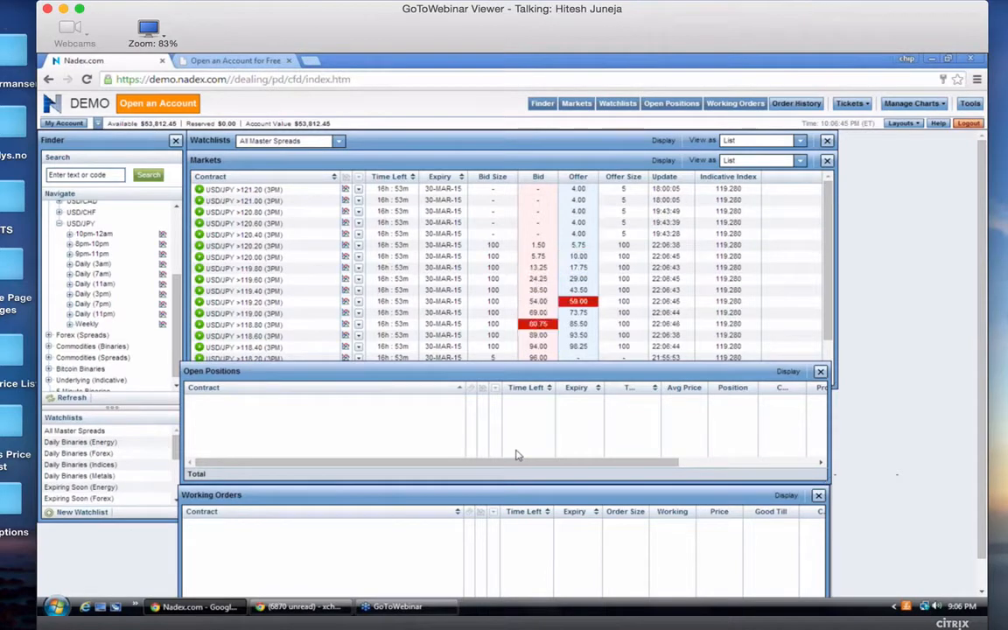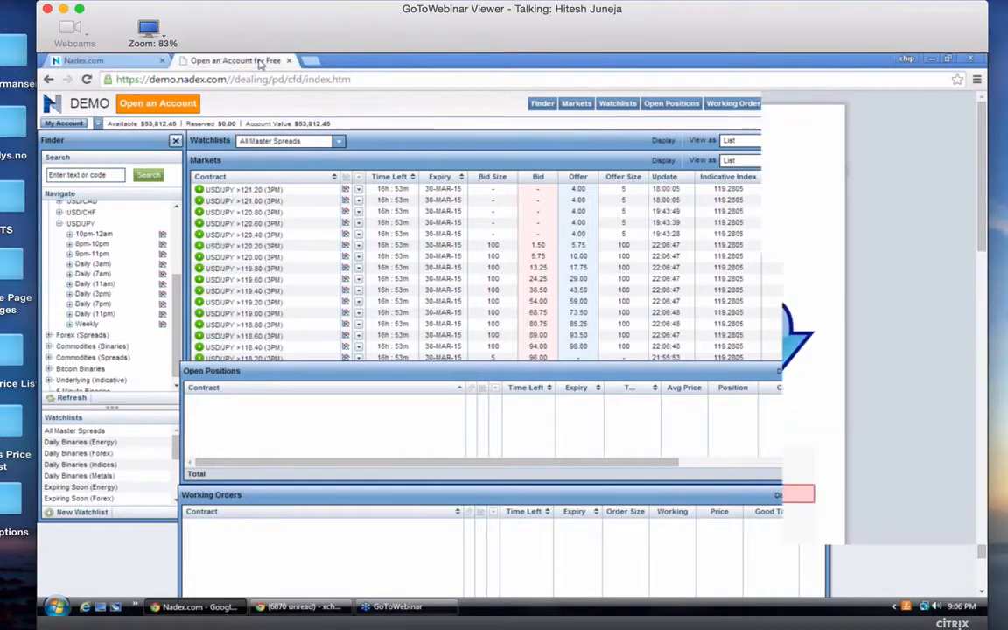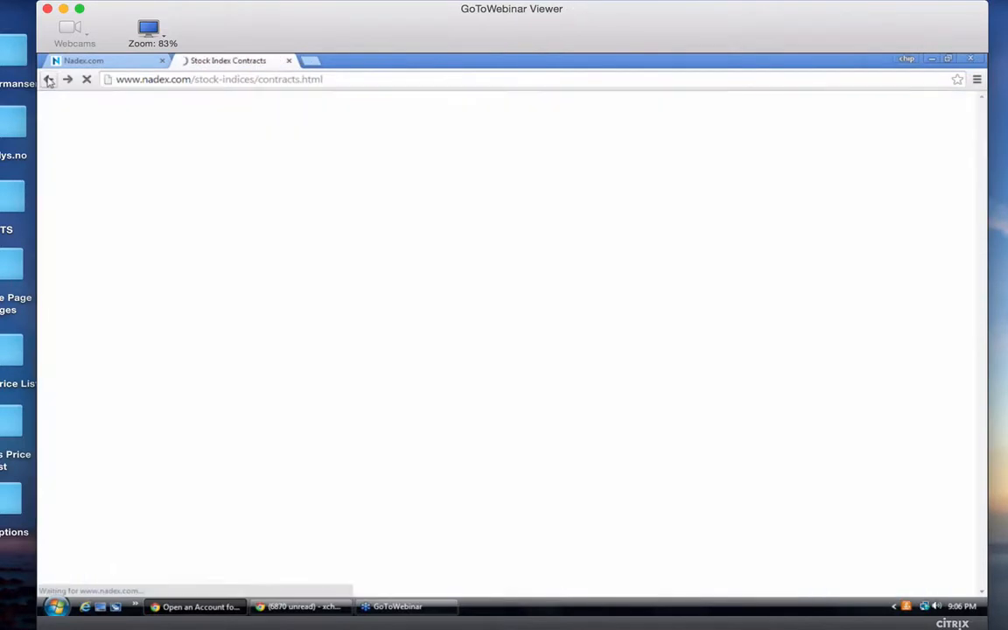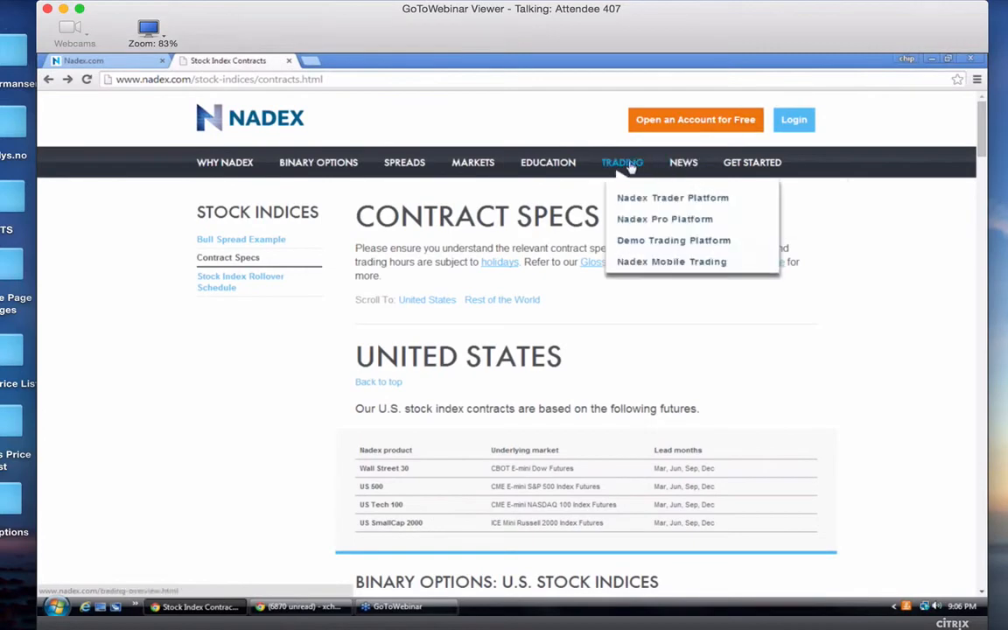Go in, get a free demo account. Nadex offers demo accounts. Go there, get a demo account. Here's where you'd go on that. To get the demo, you're going to go right here and hit demo.